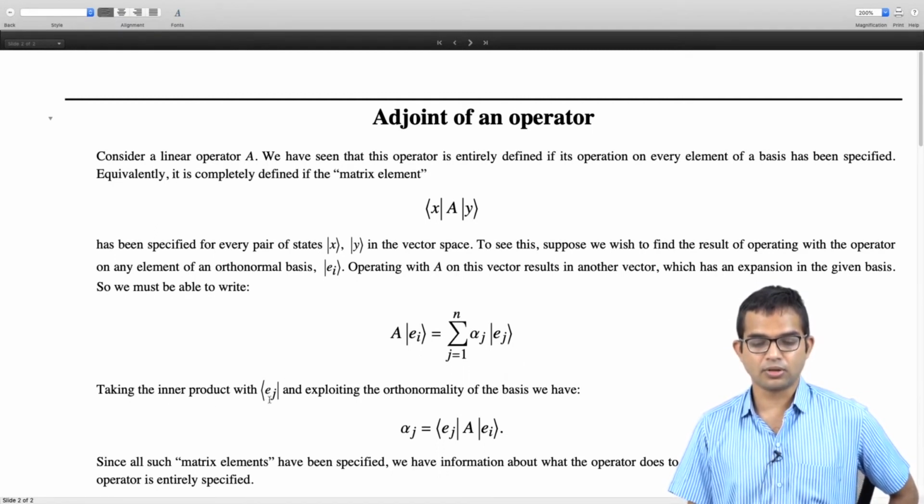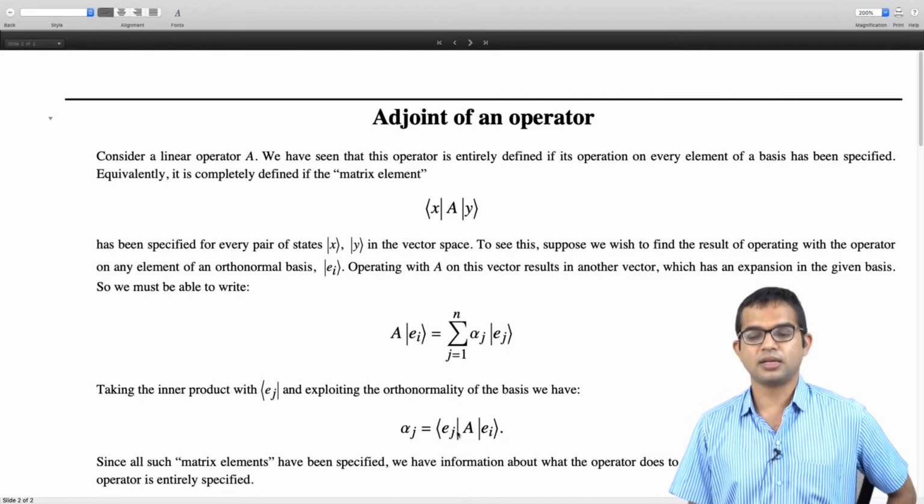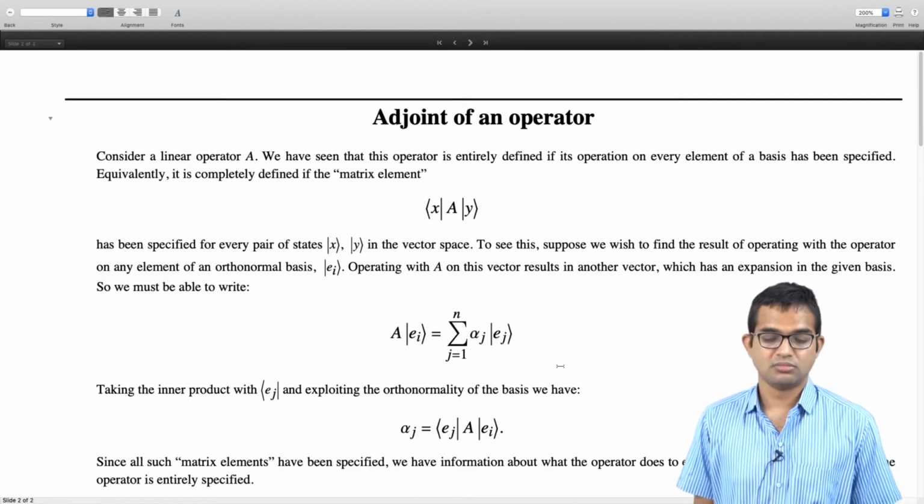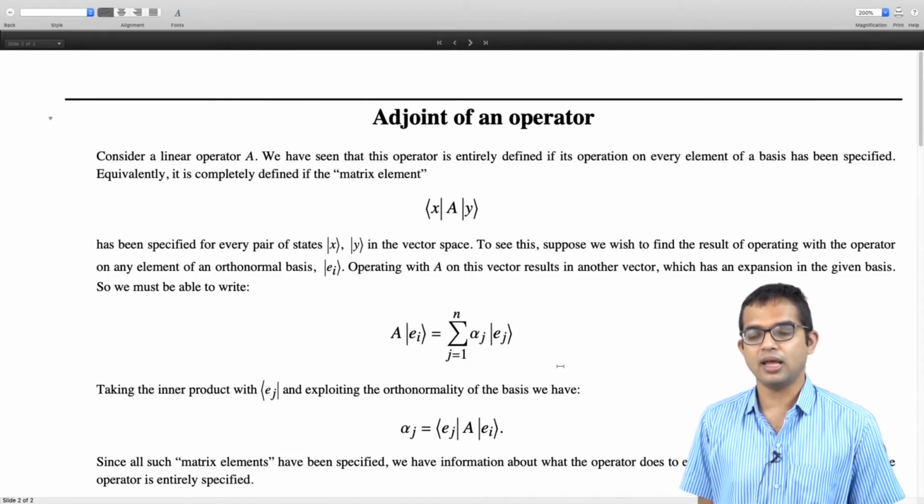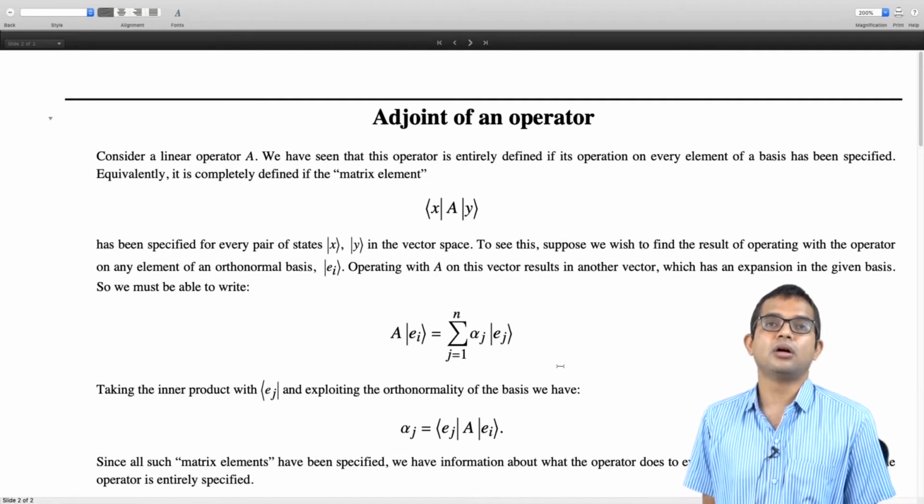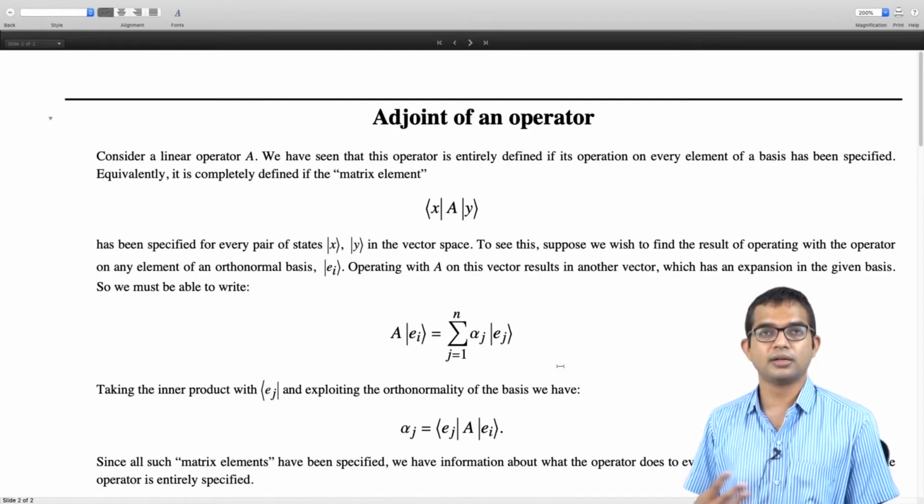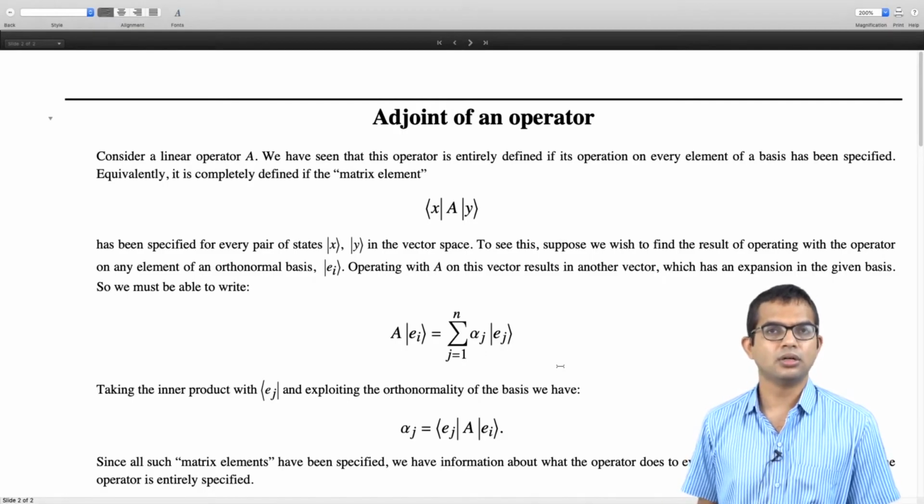Now, if you take the inner product with e_j and then exploit orthonormality, you can immediately see that these coefficients α_j, which are unknown, are in fact just the matrix elements ⟨e_j|A|e_i⟩. But this has been specified for you. You know every matrix element possible for this operator A. Therefore, you know the effect of this operator on any of the basis vectors, and therefore you know everything about this operator.